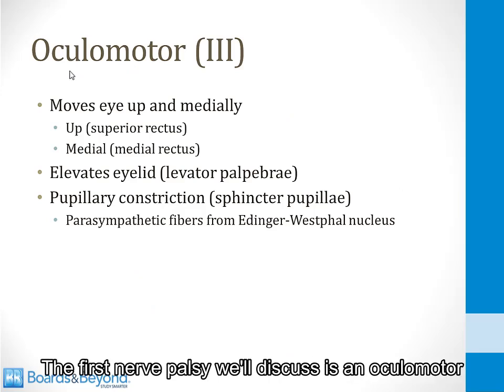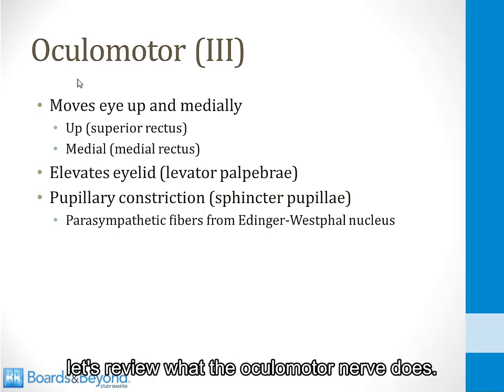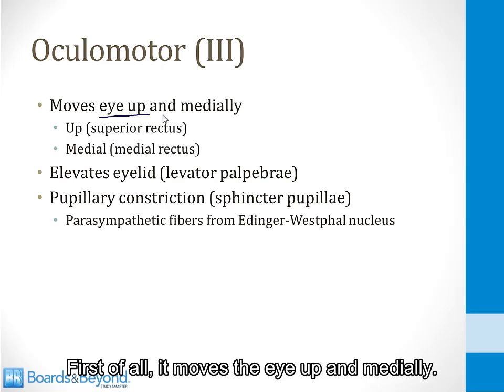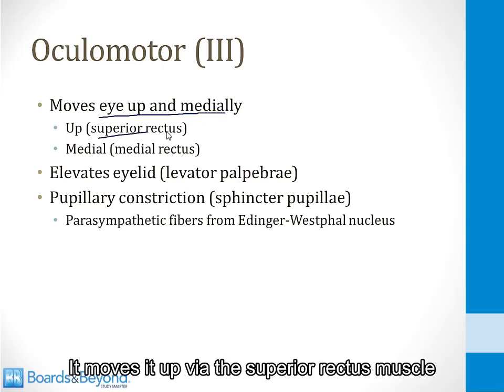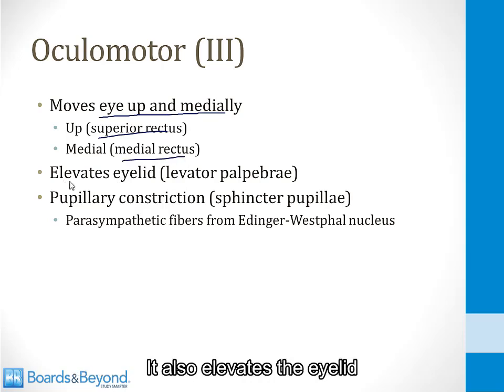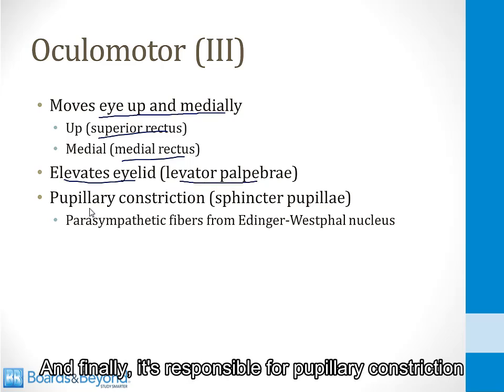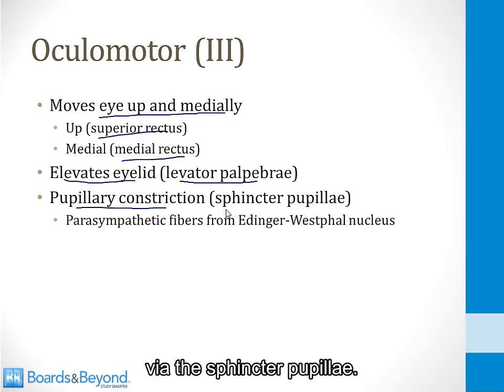The first nerve palsy we'll discuss is an oculomotor or third nerve palsy. And in order to understand this, let's review what the oculomotor nerve does. First of all, it moves the eye up and medially. It moves it up via the superior rectus muscle and medially via the medial rectus muscle. It also elevates the eyelid via the levator palpebrae muscle. And finally, it's responsible for pupillary constriction via the sphincter pupillae.